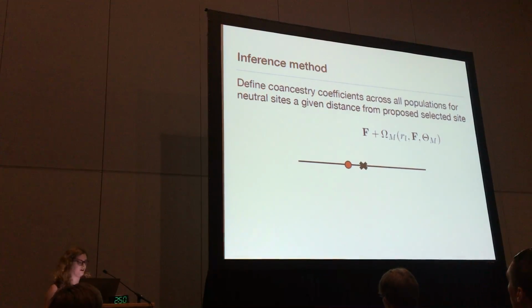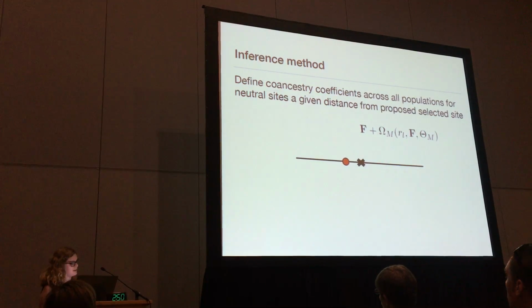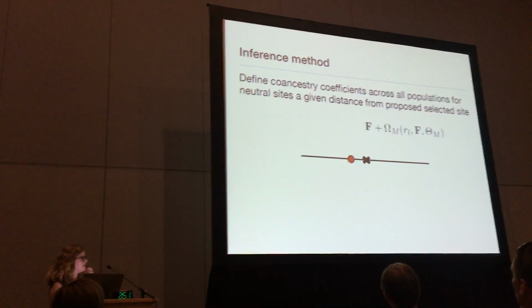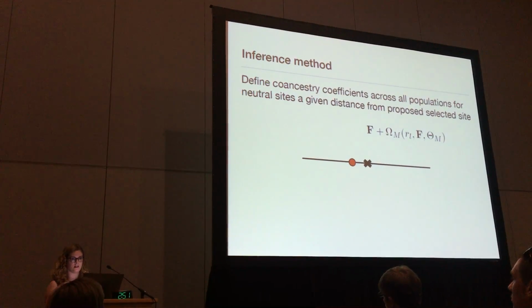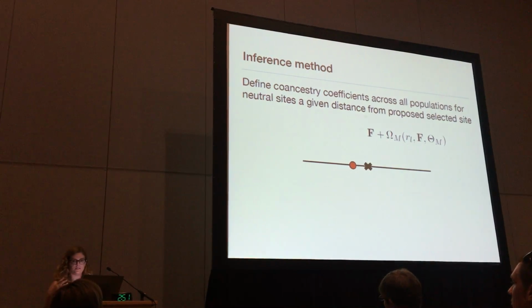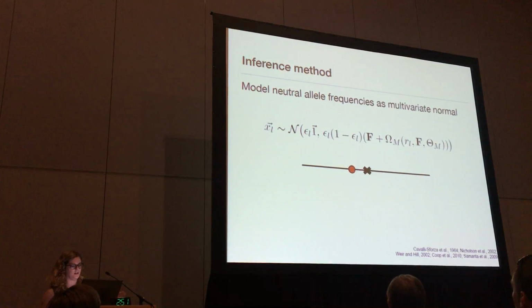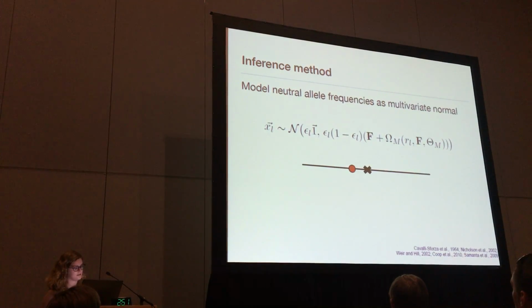Okay, so we can define models that describe this coancestry matrix for these various modes of convergent adaptation, for a particular site a given distance away from a selected site. So if you imagine that we have this black X where a selected site is, and the red dot where we're looking a certain distance away. We can model these neutral allele frequencies as multivariate normal around our ancestral mean epsilon, with variance-covariance proportional to this coancestry matrix under these various models.